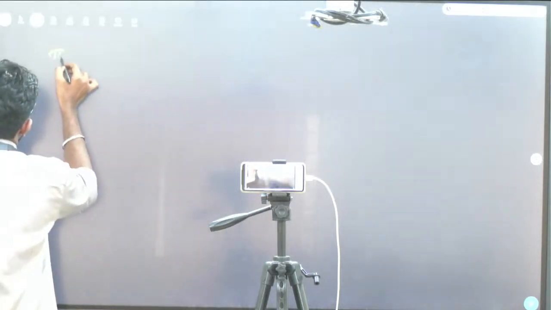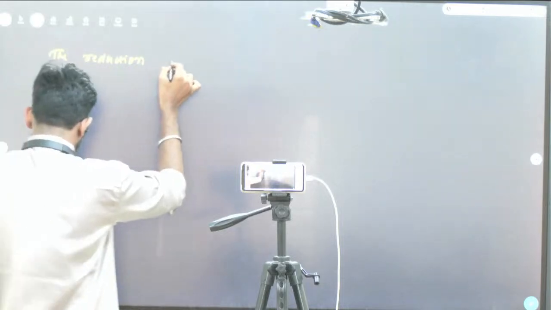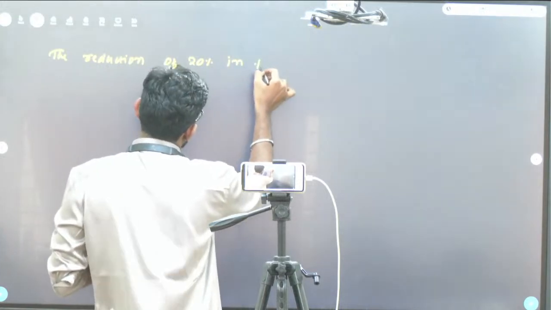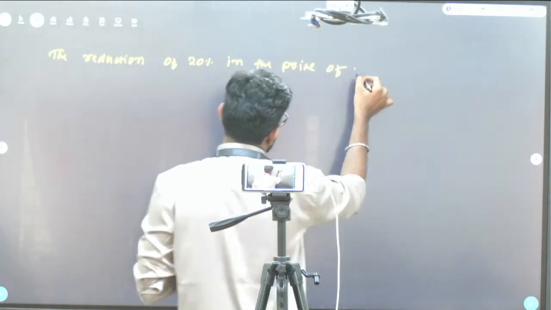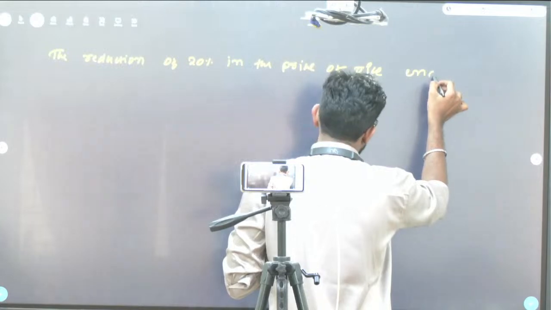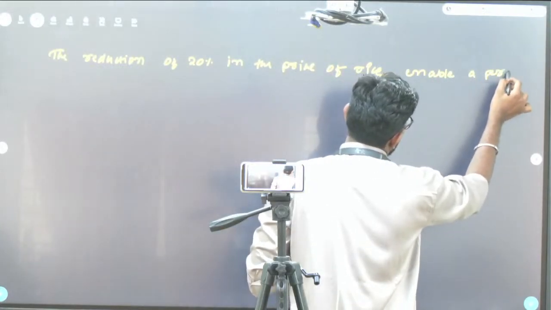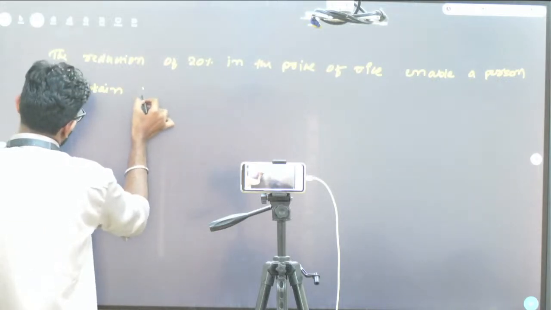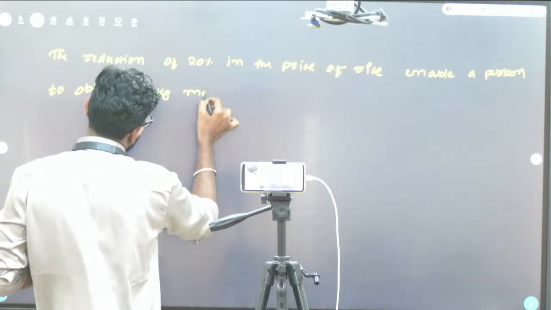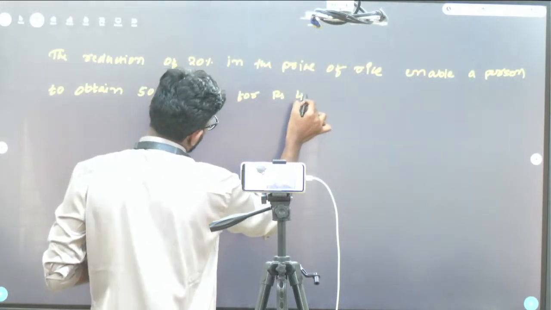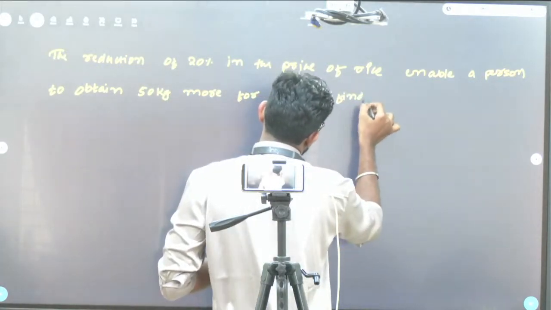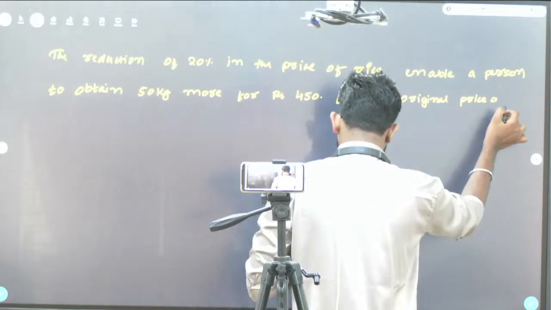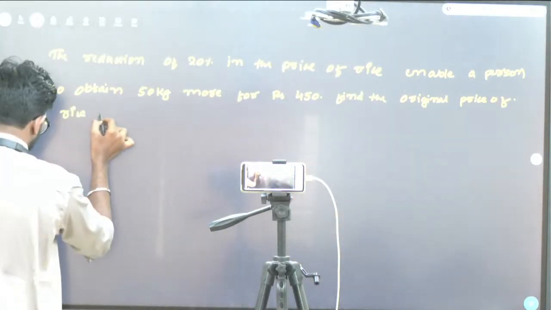The reduction of 20% in the price of rice enables a person to obtain 50 kg more for rupees 450. Find the original price of rice per kg.